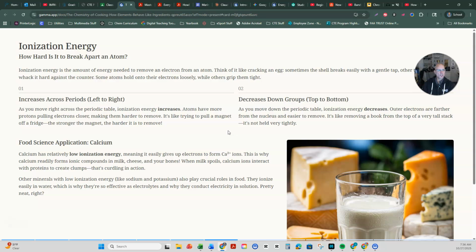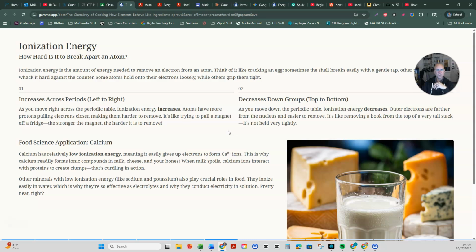Number 1. Increases across periods, left to right. As you move right across the periodic table, ionization energy increases. Atoms have more protons pulling electrons closer, making them harder to remove. It's like trying to pull a magnet off a fridge. The stronger the magnet, the harder it is to remove.